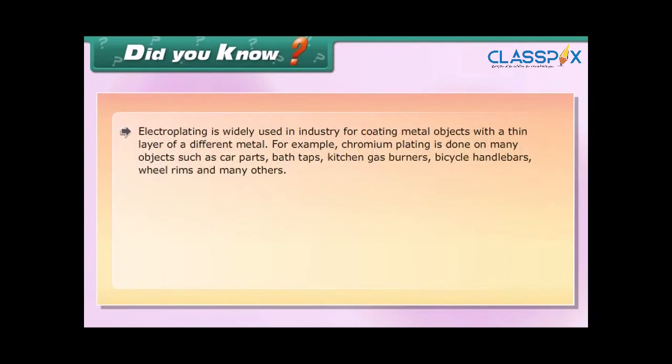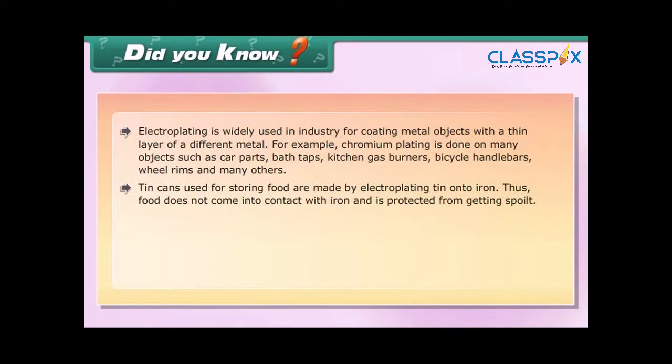Did you know? Electroplating is widely used in industry for coating metal objects with a thin layer of a different metal. For example, chromium plating is done on many objects such as car parts, bath taps, kitchen gas burners, bicycle handlebars, wheel rims and many others. Tin cans used for storing food are made by electroplating tin onto iron. Thus, food does not come into contact with iron and is protected from getting spoiled.